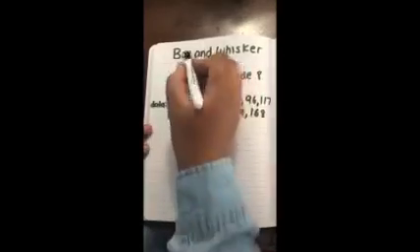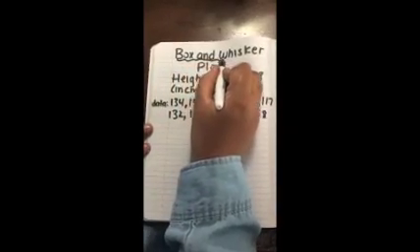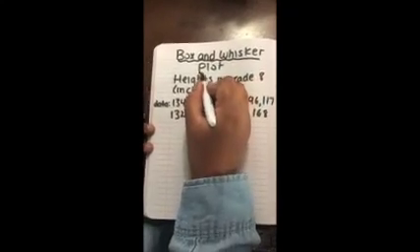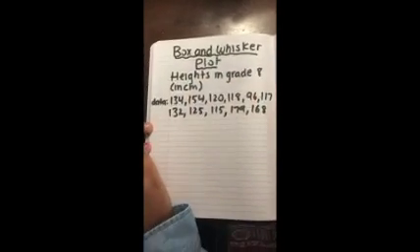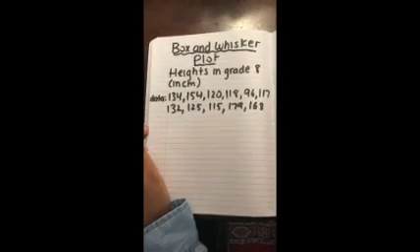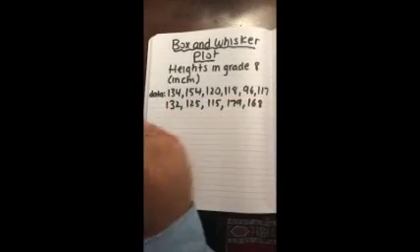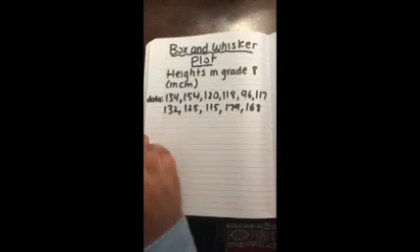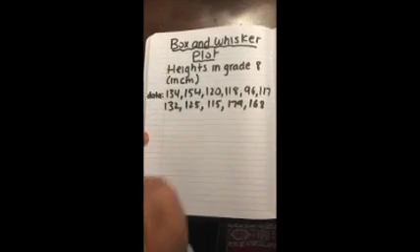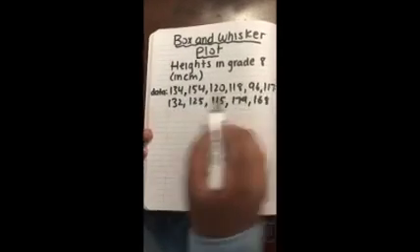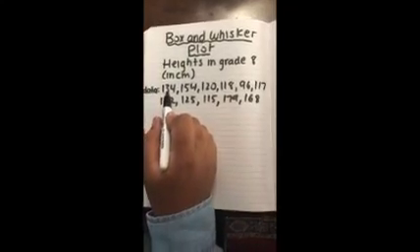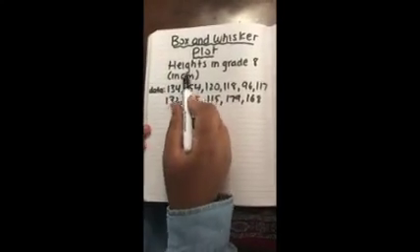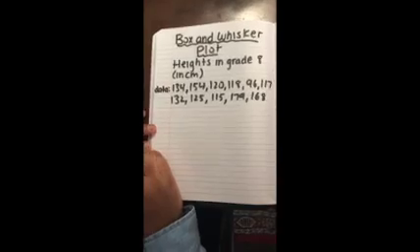So today we're going to be learning about the box and whisker plot and how to create a box and whisker plot. To begin, we have to have some data. The data that we have come up with is heights in grade 8 in centimeters. So we know that the numbers to come are in centimeters. So I've come up with these 11 numbers. So that's 134 centimeters, 154 centimeters, and so on and so forth.